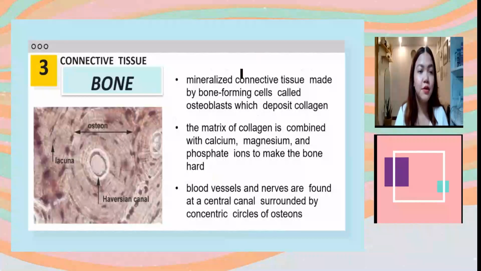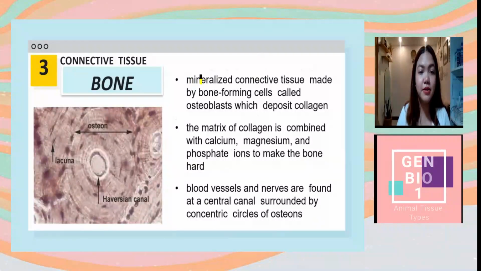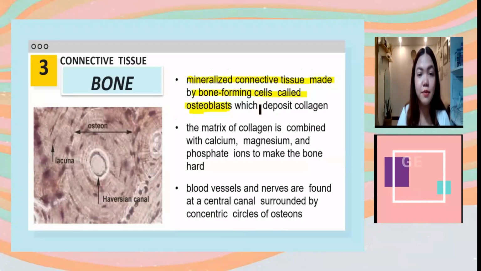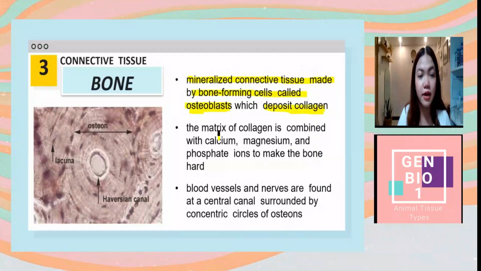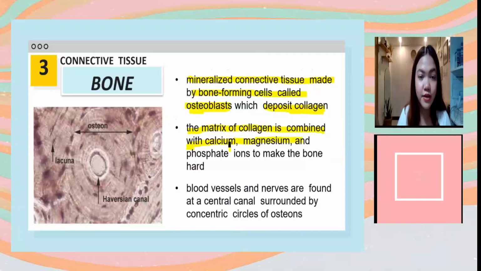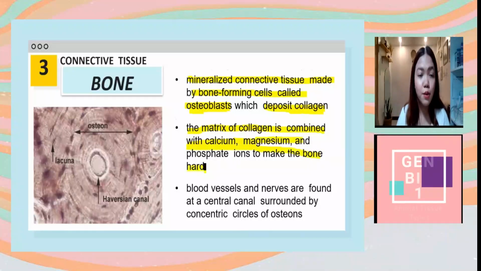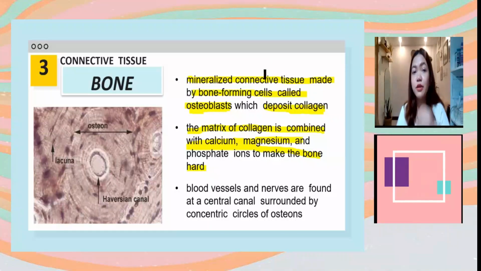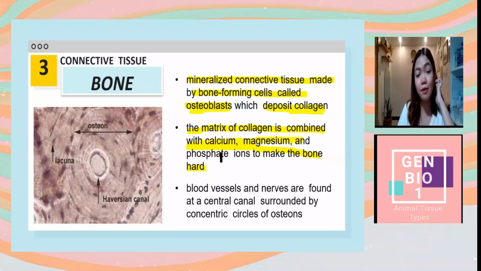Next is your bone. So your bone is a mineralized connective tissue made by bone-forming cells called your osteoblasts. So this deposits the collagen, okay? The matrix of the collagen is combined with calcium, magnesium, and phosphate ions to make the bone hard. So hard that even when you die, even when you're buried, hindi pa rin siya decomposed. It would really take time for it to be decomposed.